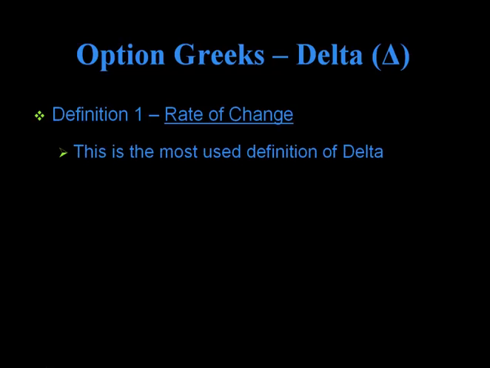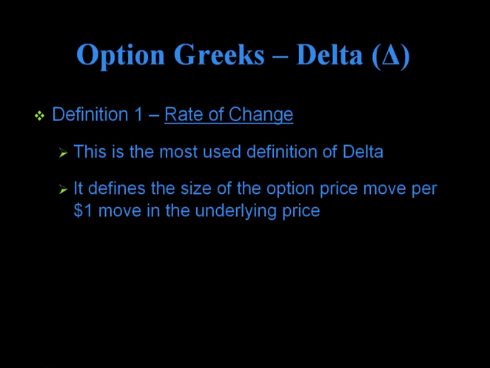Let's take a look at definition 1, which is rate of change of the underlying as it relates to the option price. And I think this definition is probably the most used definition across all the 4 definitions of delta. What it does is it defines the size of the option price move when the underlying security moves $1.